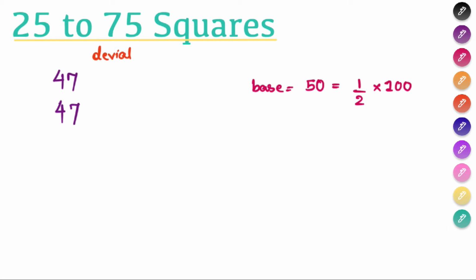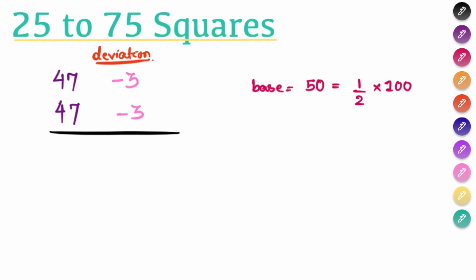Suppose we have to find the square of a number between 25 and 76. Let us say 47. So we basically have to multiply 47 with 47. That is what square is. Here we take the base equal to 50, which is actually 1 by 2 into 100. I will say why I wrote it in that format, just wait a minute. And the deviation over here is minus 3, and both the cases will have the same deviation.